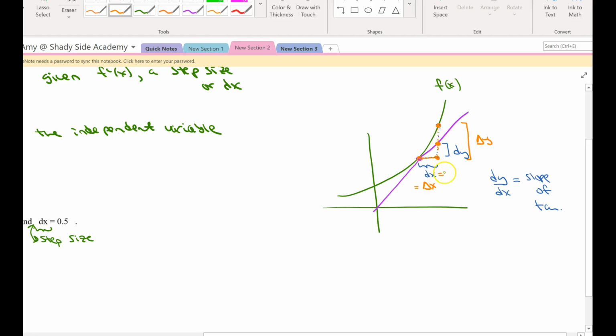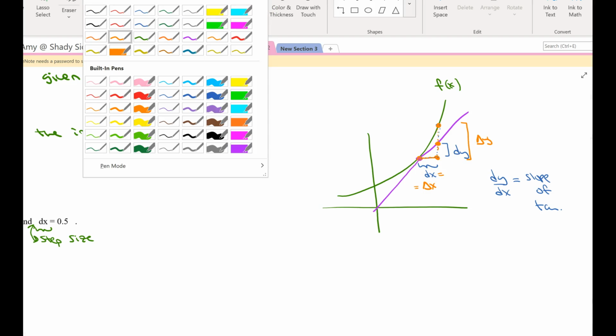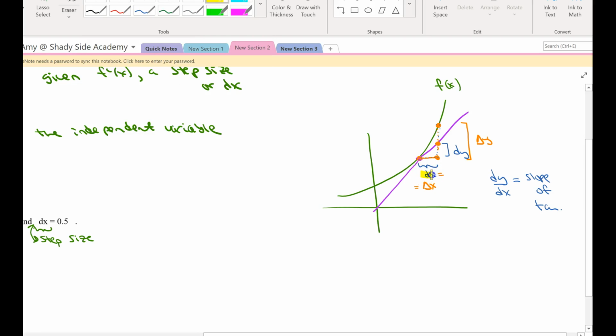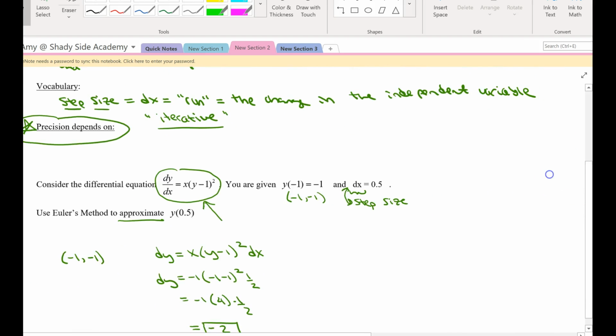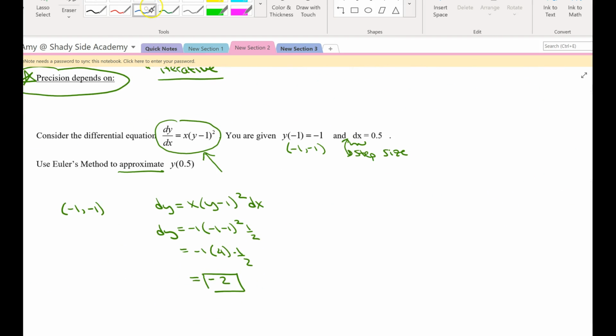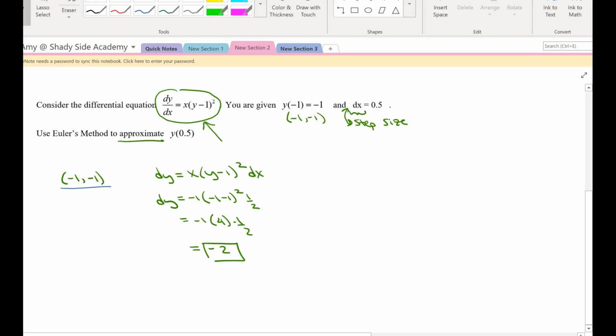But this understanding, really, Euler's method, is based on remembering that dx and dy are no other than the rise and the run of the tangent line. So let's walk over here for a minute. We just found that at the point -1, -1, dy is -2. What was dx again? Oh, dx was 0.5. I'm going to write this down. dx was 0.5 and dy was -2.